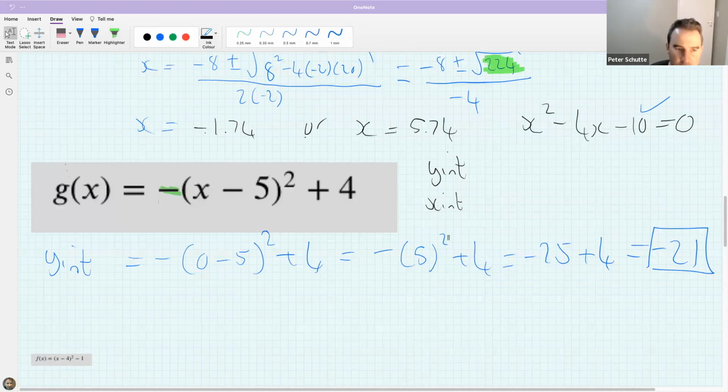Now, what is the x-intercept going to be? And there's 2 ways of doing this. I'll let you have some time to figure it out.